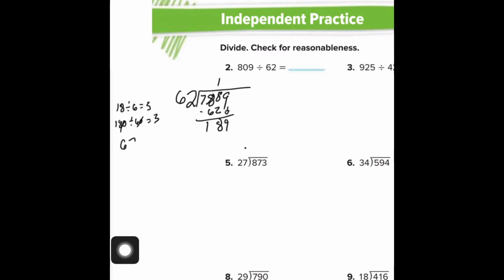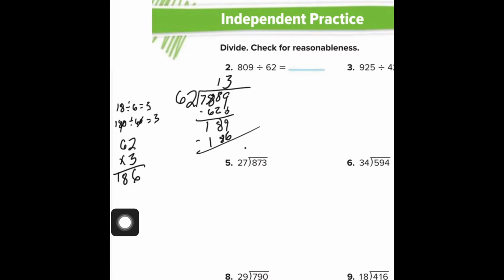So let's use our guess and check knowledge and do 62 times 3 and see how close we get. 3 times 2 is 6. 3 times 6 is 18. Hey, look at that. That's pretty close. Let's use it. So 3 times 62. We're going to write the answer right there because we did all the work over here. 186. And our remainder is going to be 3.